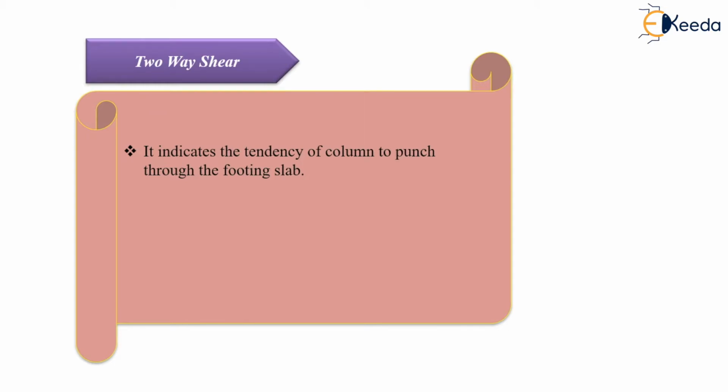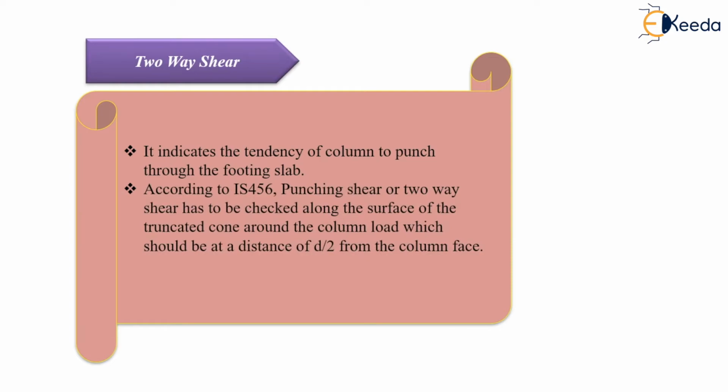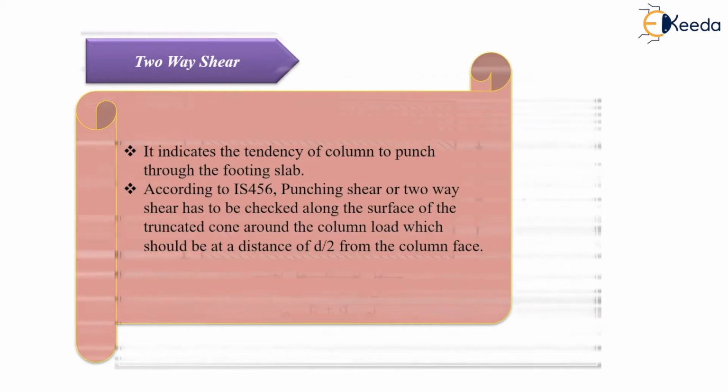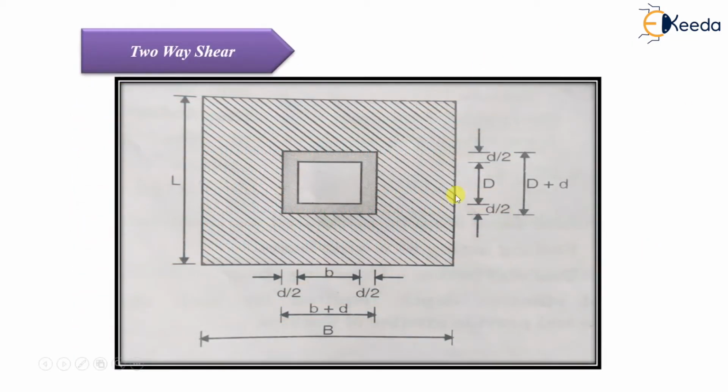According to IS 456 of 2000, the punching shear, or we can call it two-way shear, has to be checked along the surface of the truncated cone around the column load, which should be at a distance of d by 2 from the column face. That means the critical section will be at d by 2 distance from the face of the column. Here in this diagram, you can see that for two-way shear, the critical section will be d by 2 distance from the face of the column.